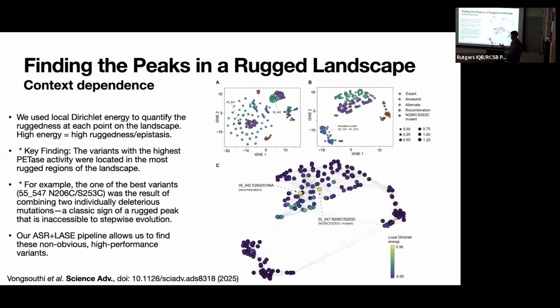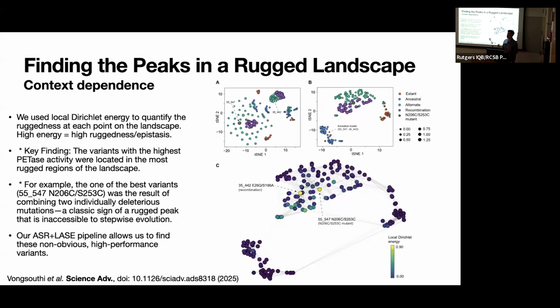And then how do you understand that? We use the Dirichlet energy and the T-SNE mapping just to show, again, it's a much smoother organization of the data with the ancestral model compared to a one-hot encoding here. And this then allowed us to find even better variants like these two. The interesting thing about this one here and this one here is that they're the result of combining two originally deleterious mutations.